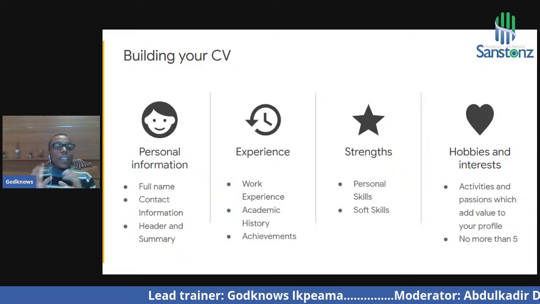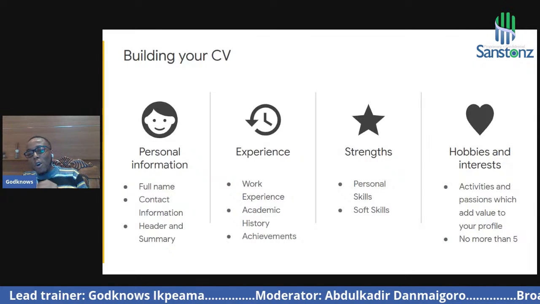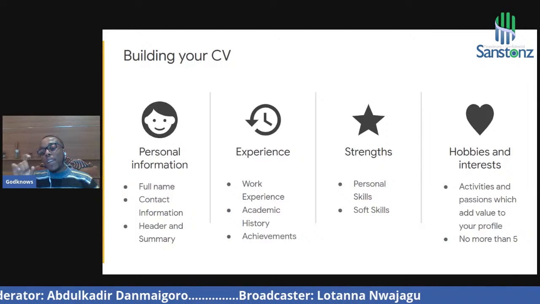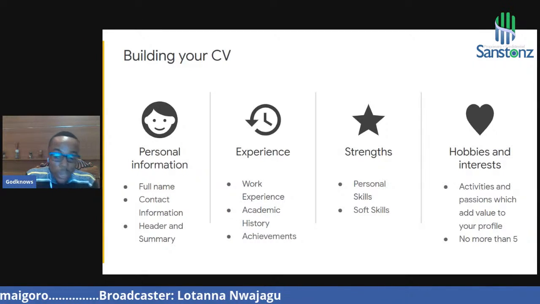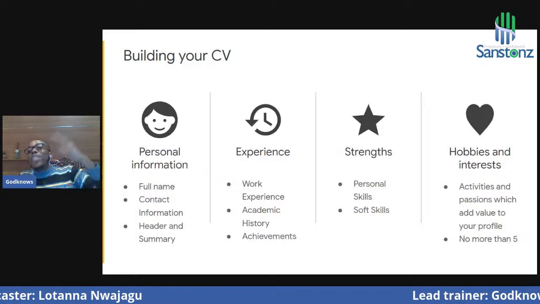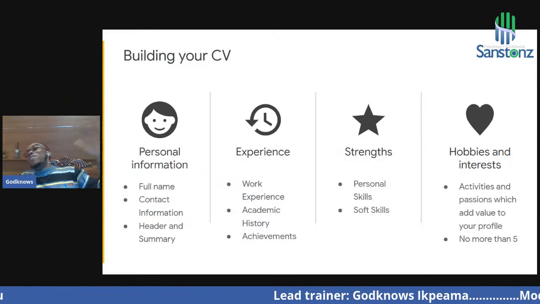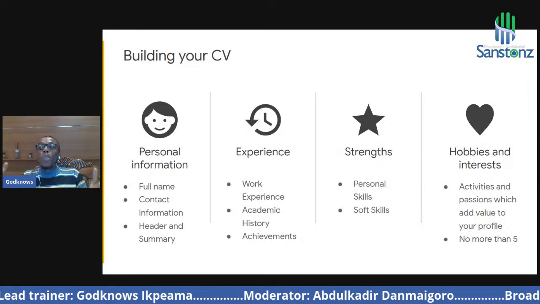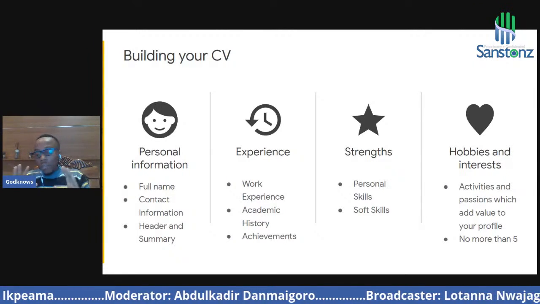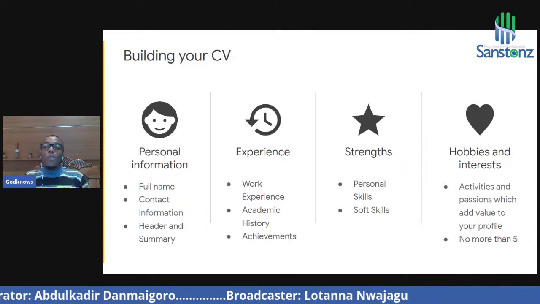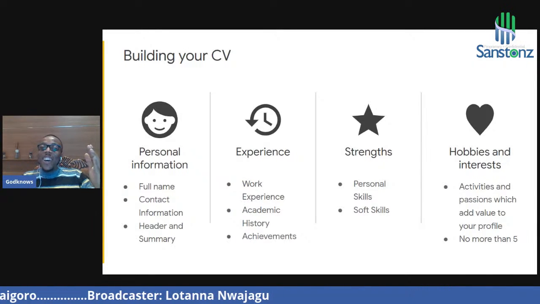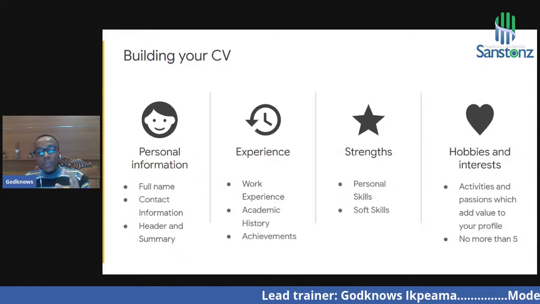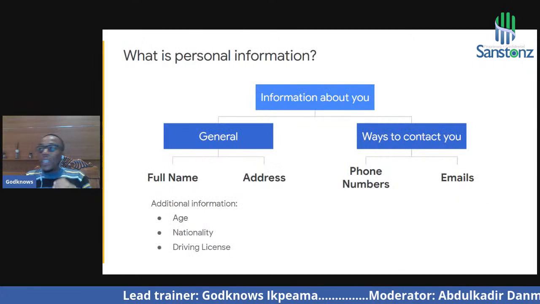Now, number three, to make it a little interesting so that it won't be too boring, is hobbies. Your hobbies and interests. Activities and passions which add value to your profile, no more than five. Don't go and give the history of your family and yourself and everything. No more than five. Five is more than enough. So from three to five is fine. We don't need to give the whole thing to your boss or your future boss. So these are the features of a good CV.